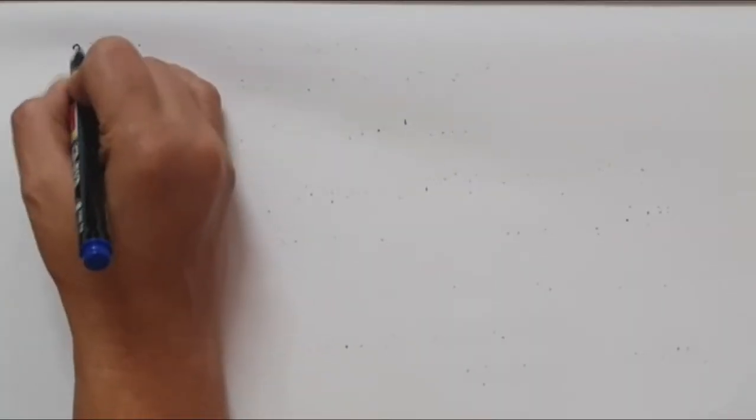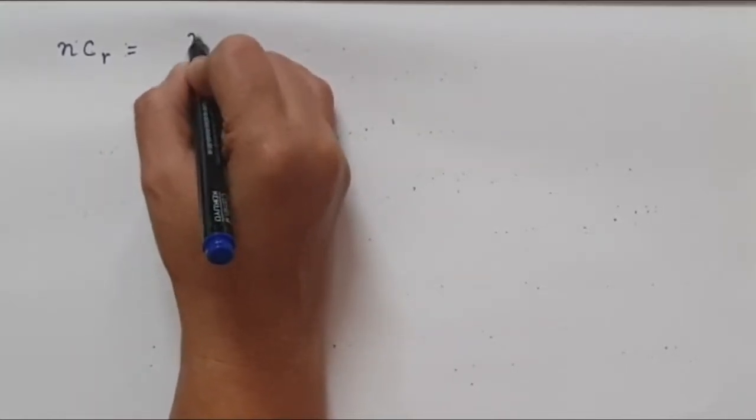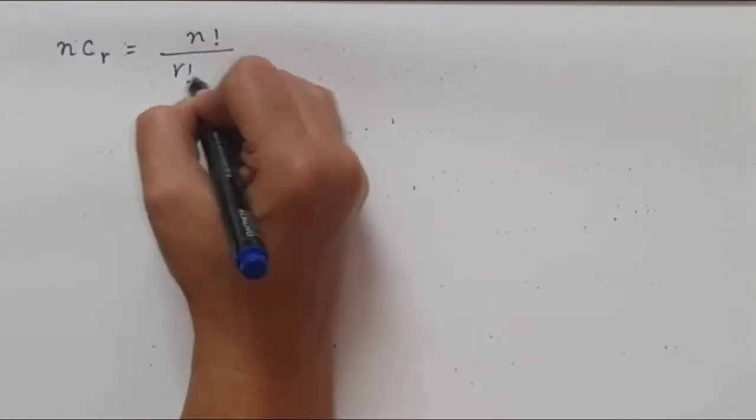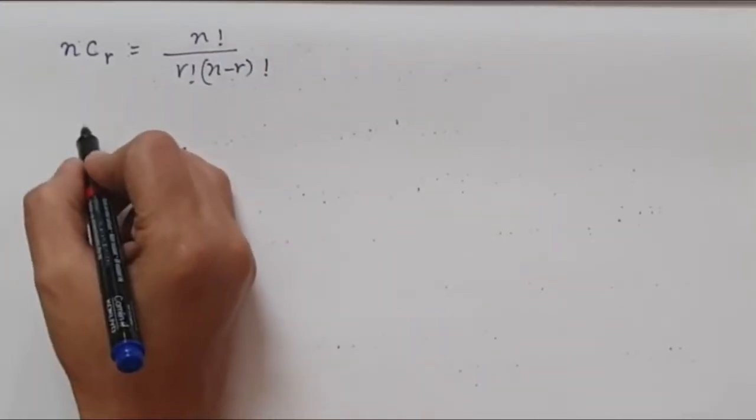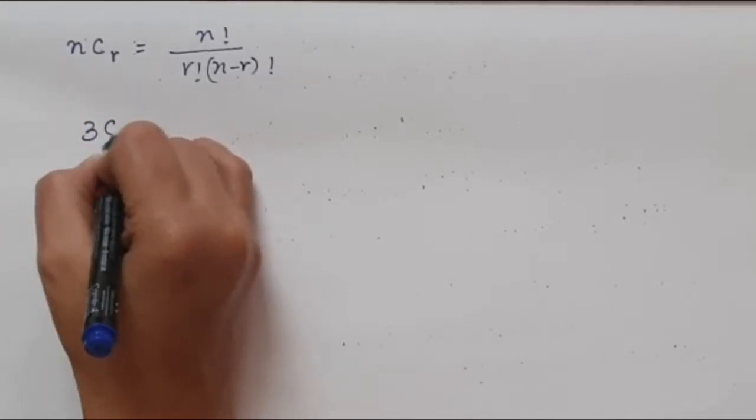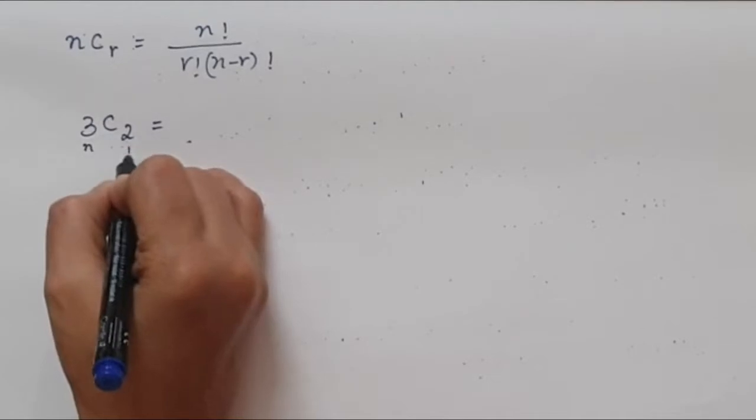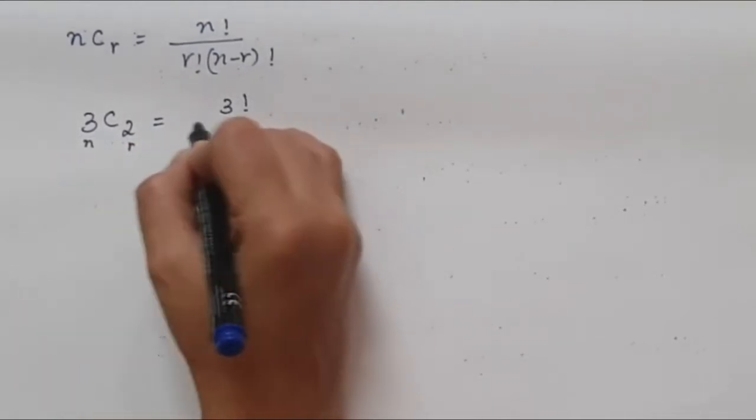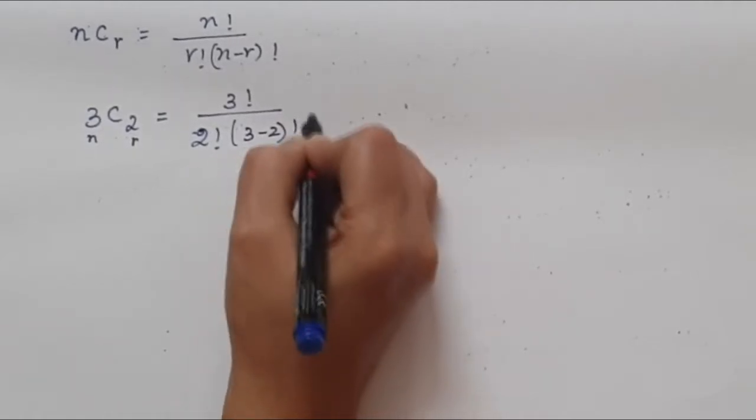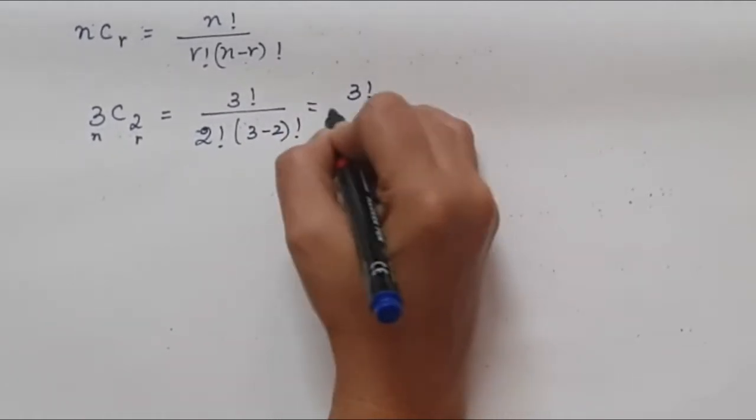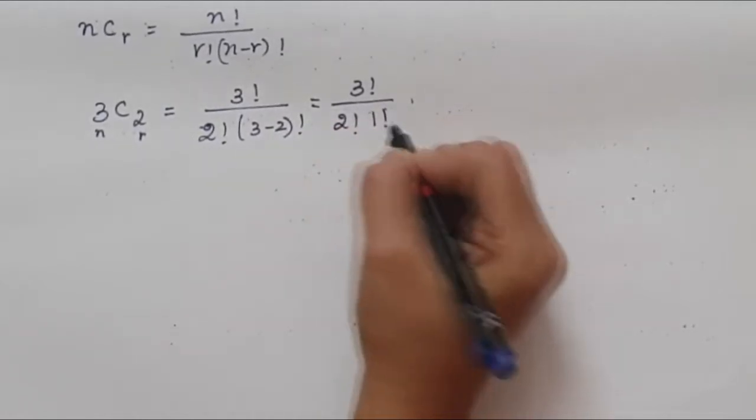Now the formula to find the binomial coefficient nCr is n factorial divided by r factorial into (n minus r) factorial. Let us see how this works out. Suppose you need to find 3C2. Here n is 3 and r is 2. So it will be 3 factorial divided by 2 factorial into (3 minus 2) factorial, and 3 minus 2 is 1 factorial.